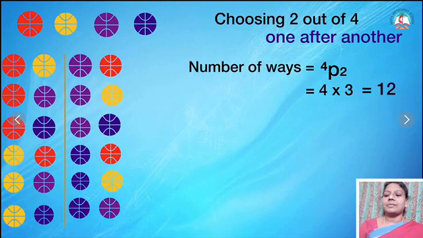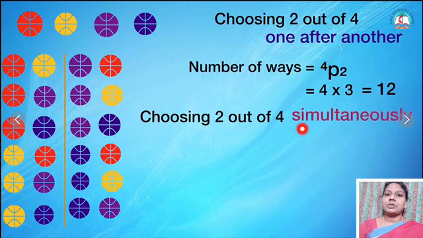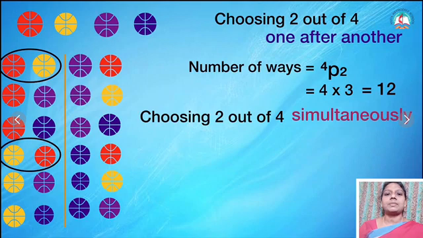Now, supposing I am choosing these two balls simultaneously, that means I am taking two balls at a time. I may select red and yellow at a time, and that is considered the same as yellow and red. So both ways become one now. There is only one possibility of choosing these two.